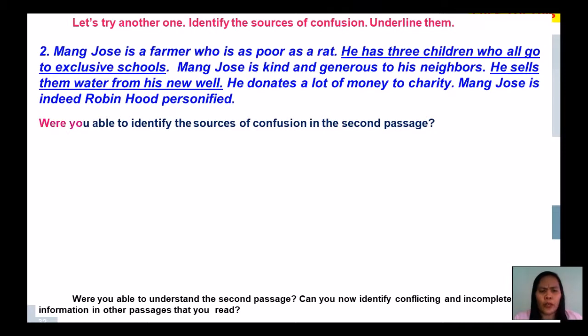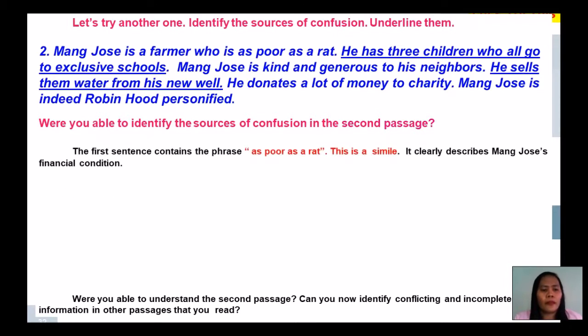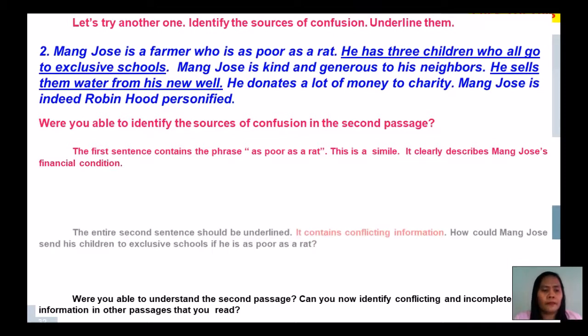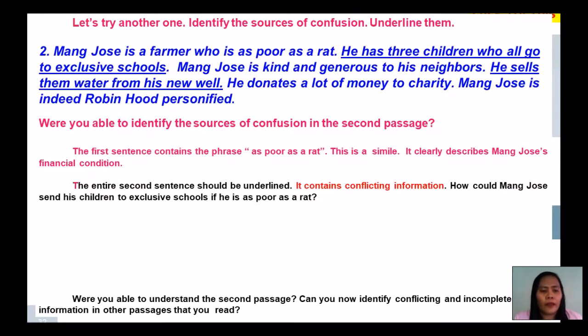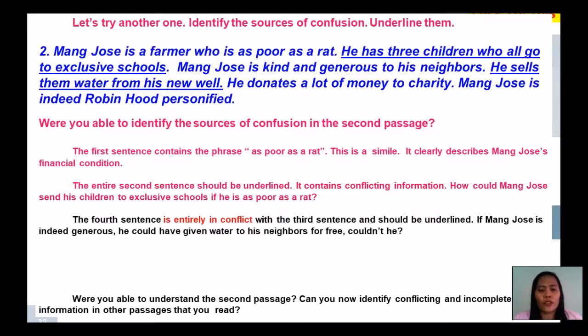Were you able to identify the sources of confusion in the second passage? The first sentence contains the phrase as poor as a rat. This is a simile. It clearly describes Mang Jose's financial condition. The entire second sentence should be underlined. It contains conflicting information. How could Mang Jose send his children to exclusive schools if he is as poor as a rat?